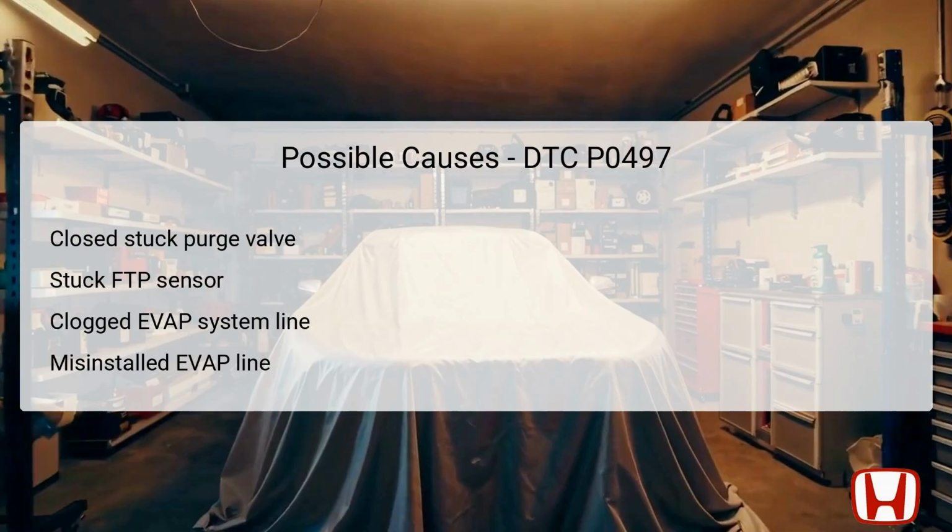A clogged EVAP system line may further exacerbate this issue, obstructing any vapor flow that would normally occur. Finally, if any lines in the EVAP system are misinstalled or improperly connected, it could lead to leaks or blockages, further complicating the purging process. Identifying these underlying causes requires thorough inspections and testing of not just the components, but also their connections and configurations.